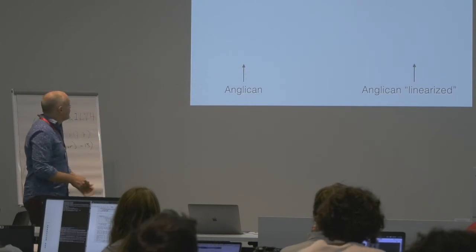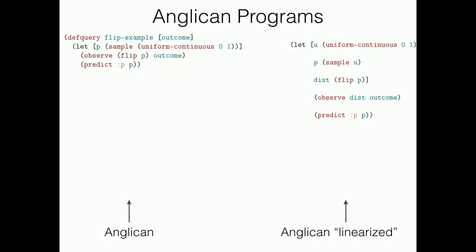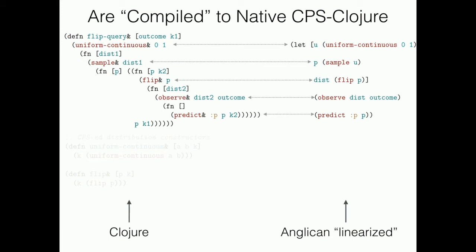So if we do this for an Anglican program, here's a flip example. So we have a coin weight distributed uniform continuous between 0, 1, i.e. beta 1, 1, and then we observe a flip having some outcome, and we would like to predict the weight just like before. This is the same thing. We've got U as a distribution, we've got P as a sample, we've got another distribution, we observe from the distribution, we predict. This gets CPS transformed into a CPS-style closure that looks like this automatically. And that's actually the Anglican compiler. And that's actually the Web PPL compiler.